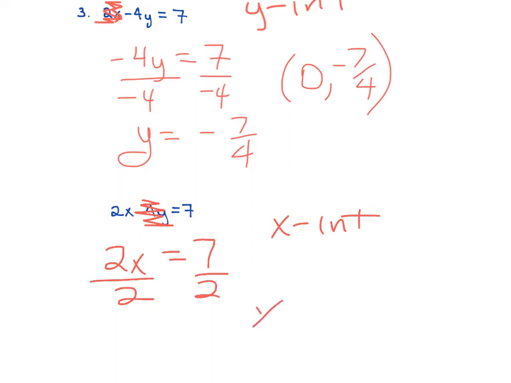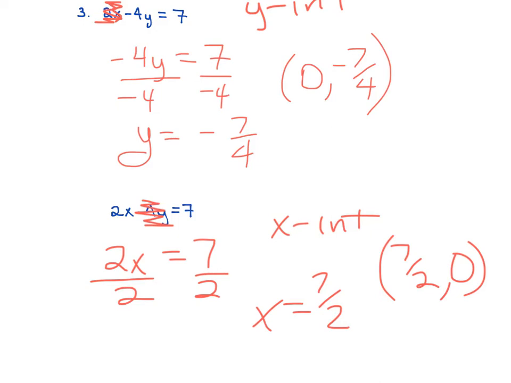Now, if this little cover-up trick confuses you, you just plug in the zeros. And the x-intercept will be 7/2. Let's try the next one.